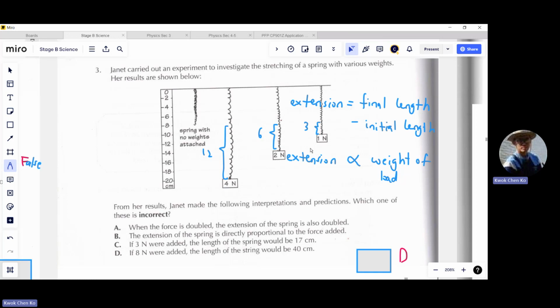You always side with me. Stop bullying me. Do you see the proportionality? So that's why I'm writing it out for you. 1 Newton extension is 3 cm. 2 Newton extension is 6 cm. 4 Newton extension is 12 cm. Did you see the pattern here? This is a primary school pattern.